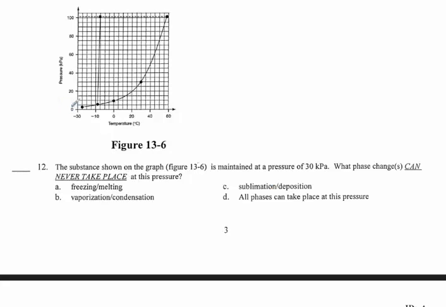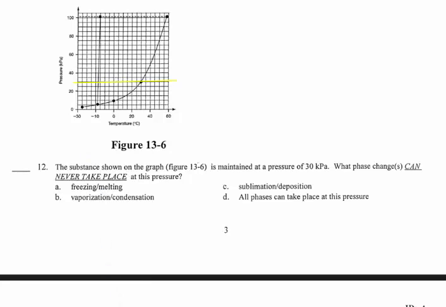Okay, so let's look at this again. I'm going to pull up my line graph here and try to find 30 kPa. It's right about here. So I guess I put a yellow line right about where we're talking at. The question then is, what can never happen at 30 kPa?